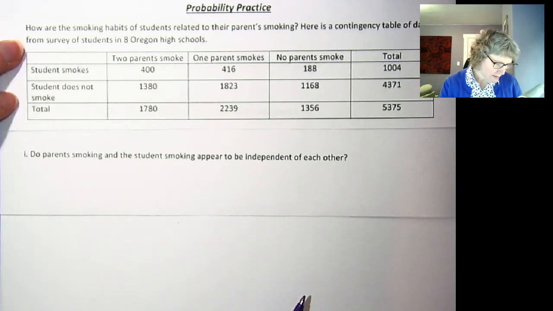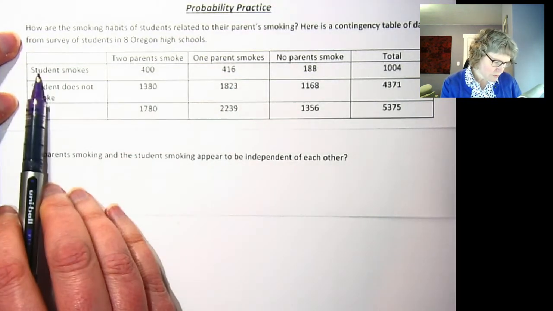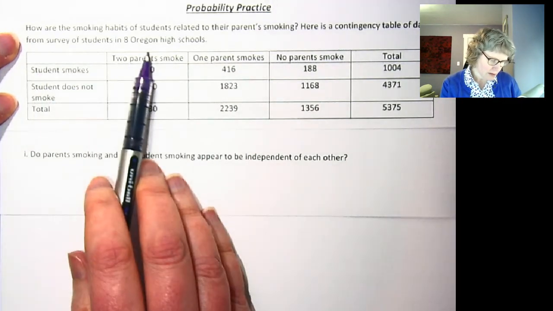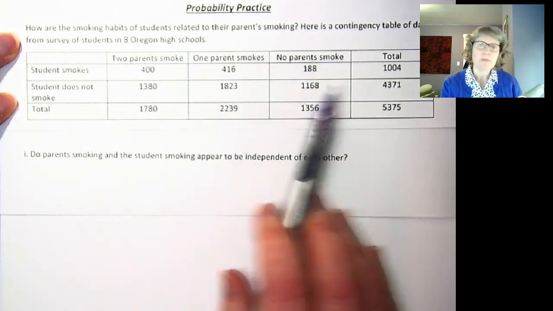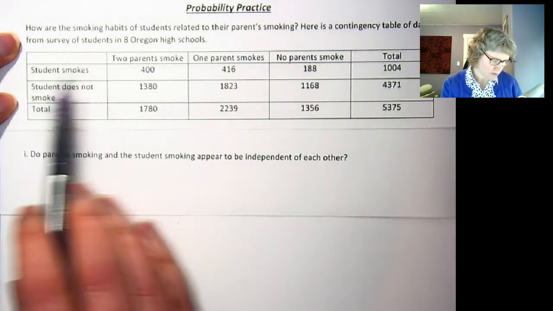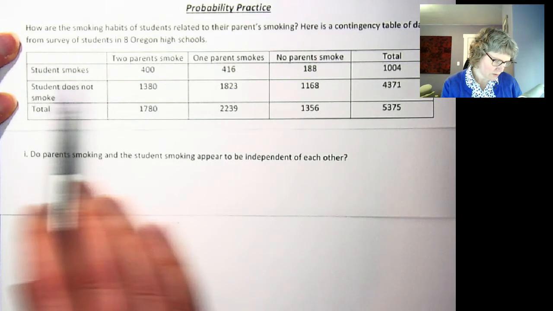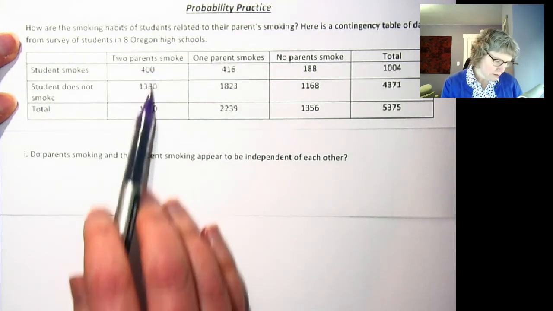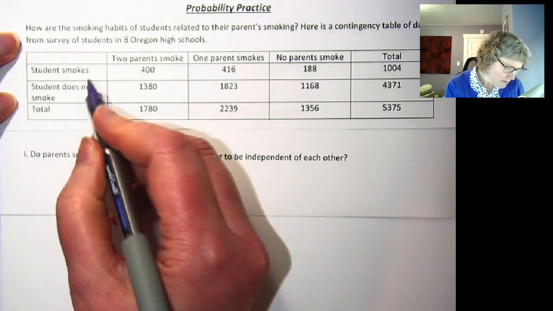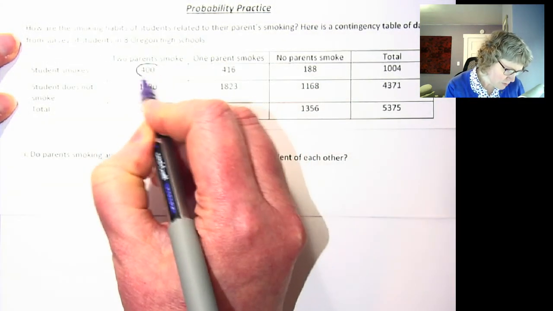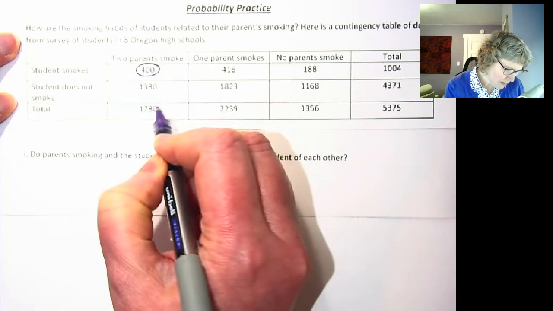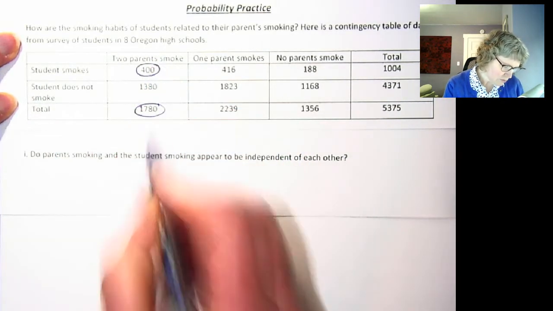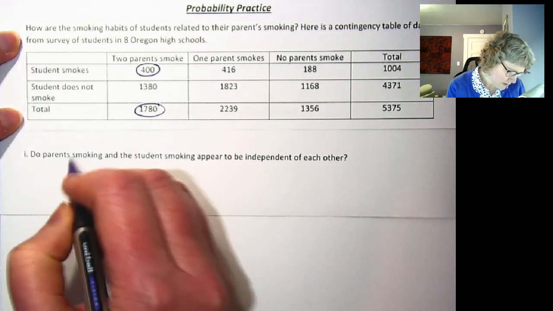Now, in this case, we're interested in the student smoking or not smoking, and then the different options for parent smoking. So in this one, it makes more sense to look at a row, either the student smokes row or does not smoke row, and then look at those totals. So I'm going to use this first row here. What's the probability that the student smokes given two parents smoke?